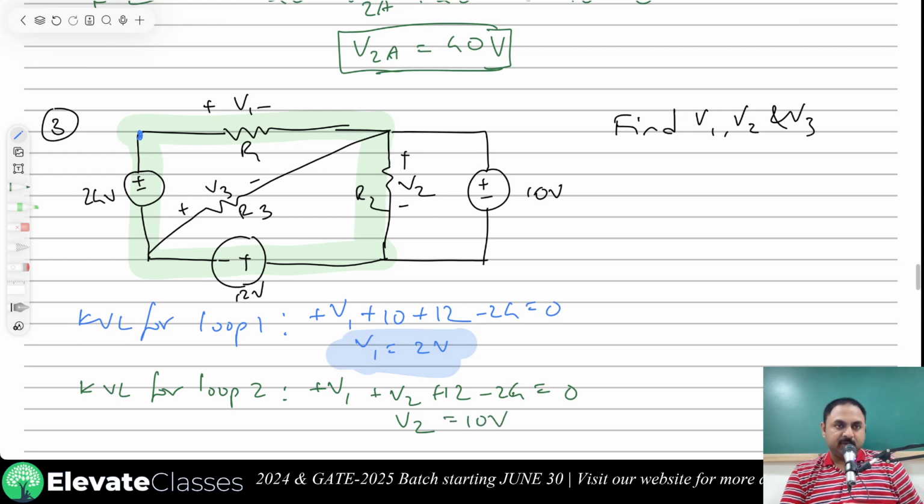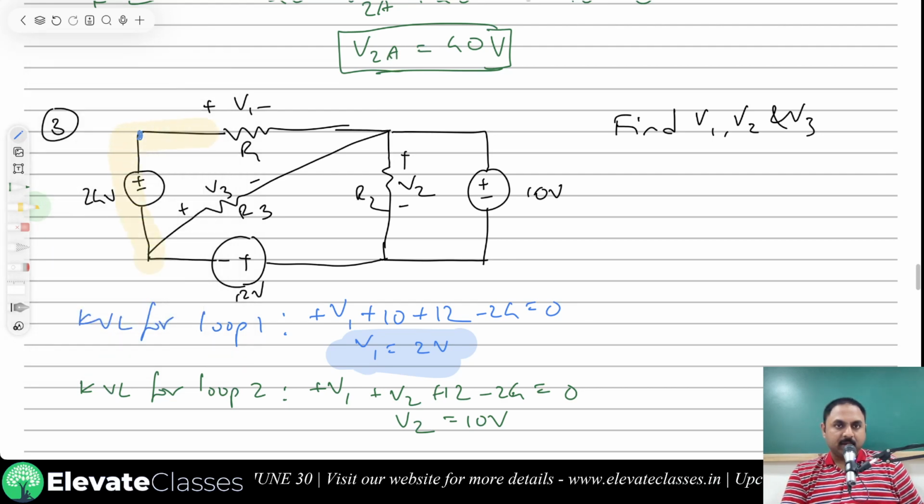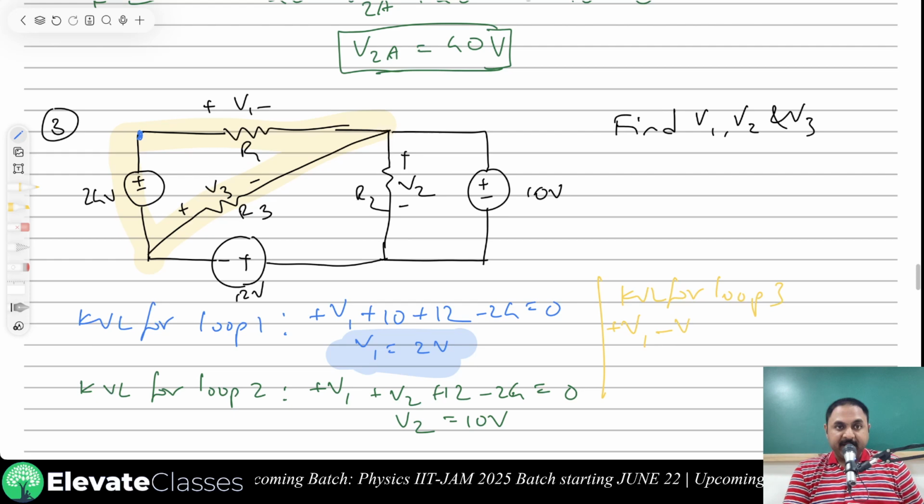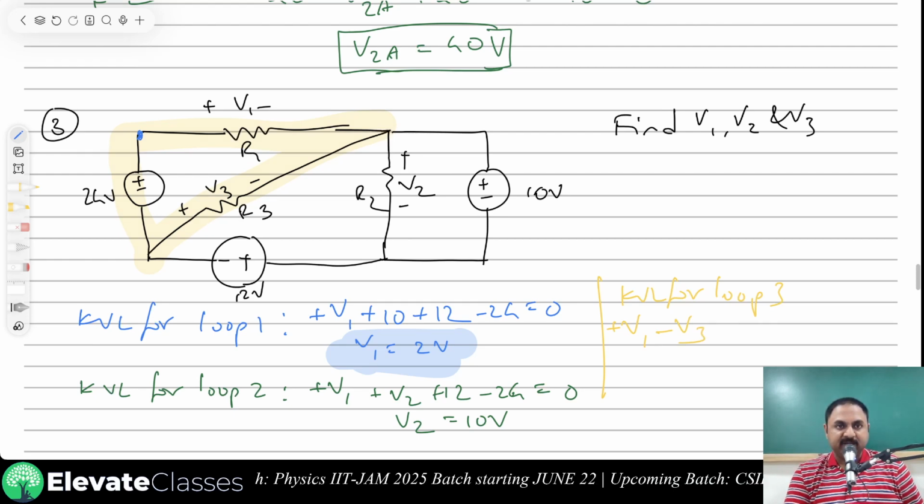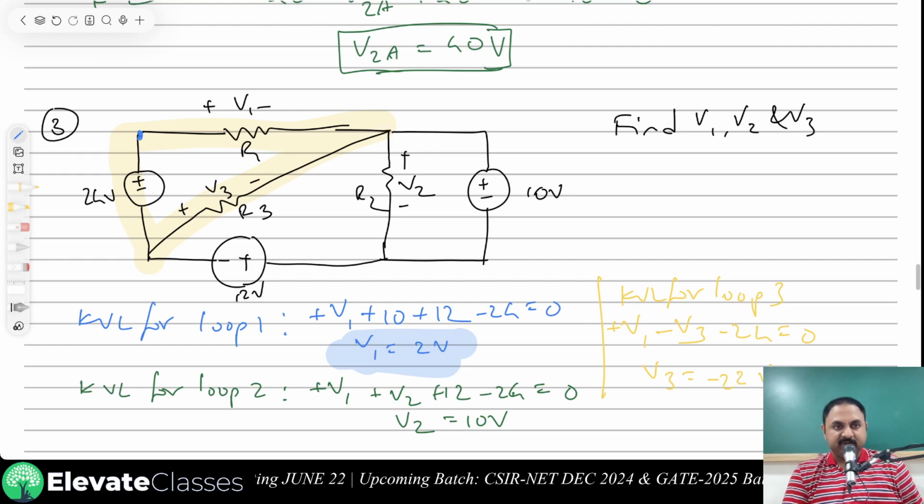Similarly, now I need a third loop. Let me choose this triangular loop and see what I get. KVL for loop 3 will give me plus V1, which is known, minus V3. I'm coming in this direction, so this is minus V3, minus 24 is equal to 0. V1 is already 2 volts, so V3 will be minus 22 volts.